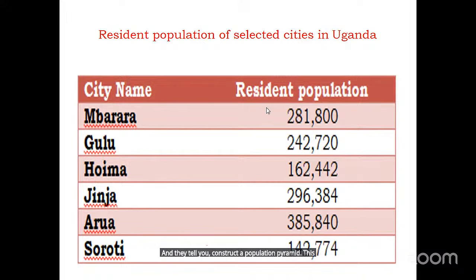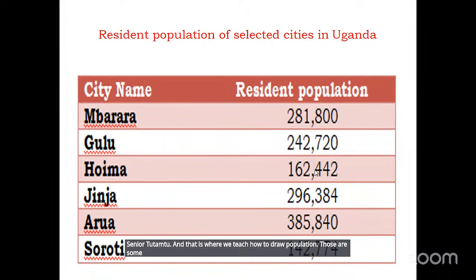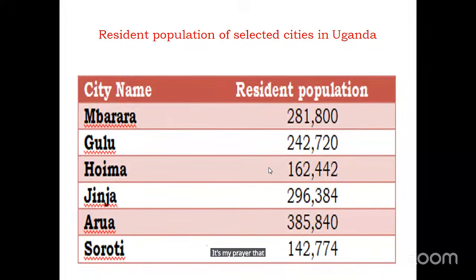This is chapter 2. This is population. Population is taught in senior 2 term 2, and that is where we teach how to draw population. Those are some of the things that you need to prepare in the remaining week as you head for the first paper. It's my prayer that God gives you good life, gives you knowledge and wisdom, gives you the Holy Spirit to answer correctly, and you write what can give you good scores.